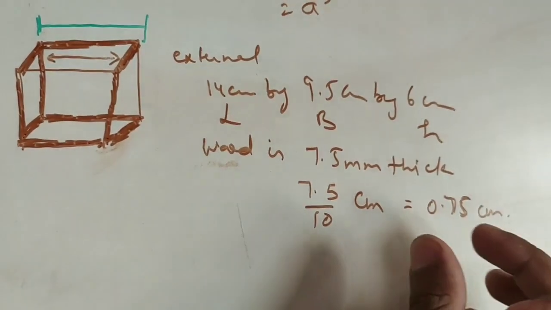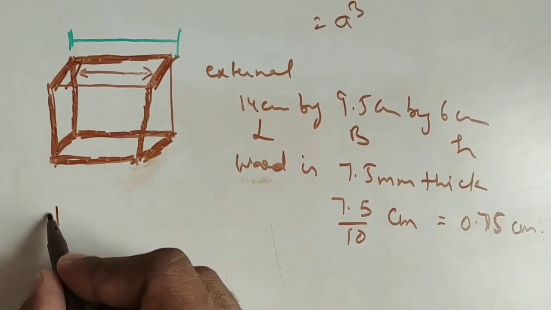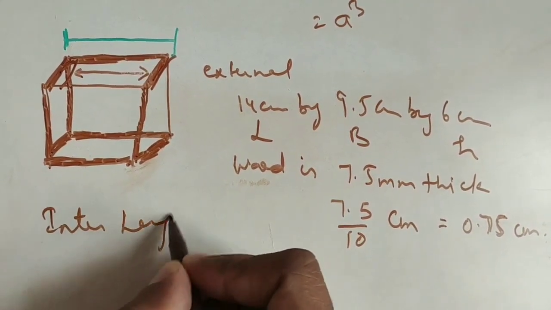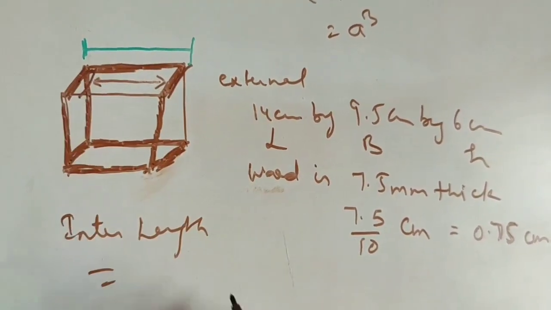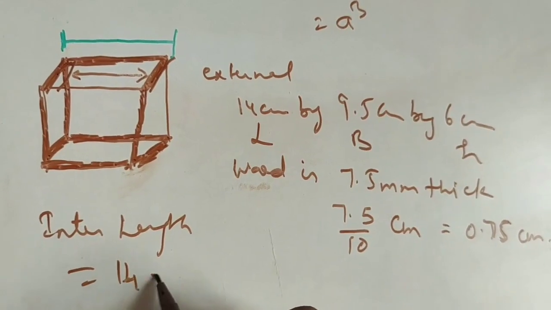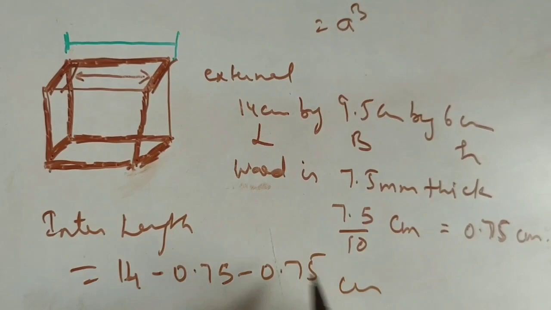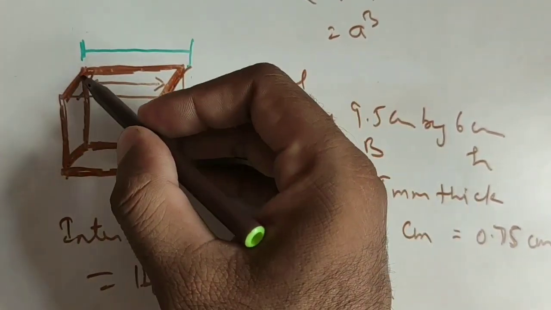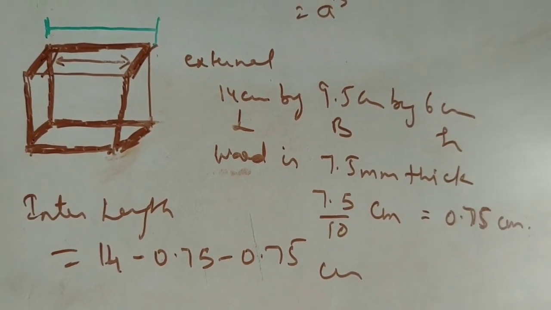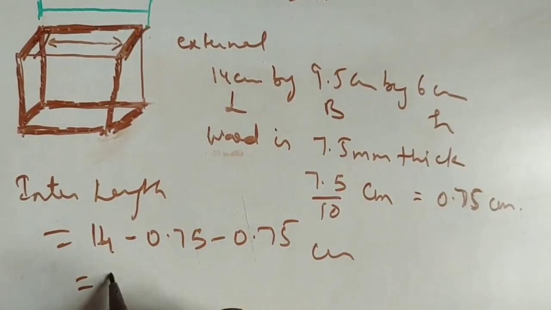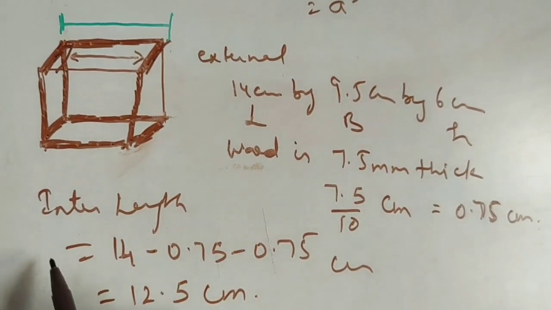Okay. So now thickness is 0.75 cm. It means internal length, suppose this is 14, and this is 0.75, 0.75. So internal length will be 14 minus 0.75 from this side and 0.75 from this side. So internal length will be 12.5 centimeter. This is the internal length.